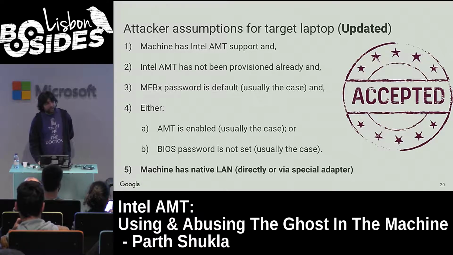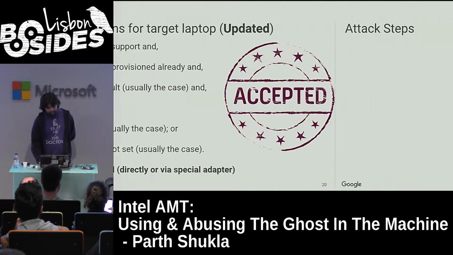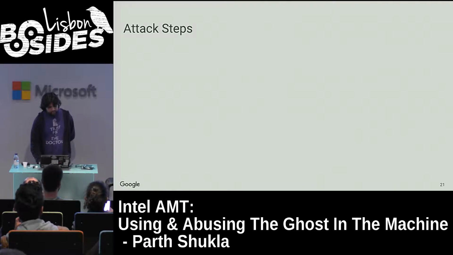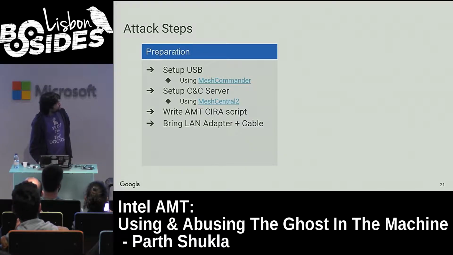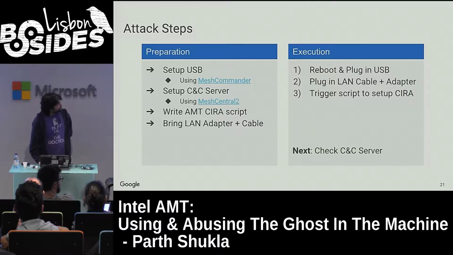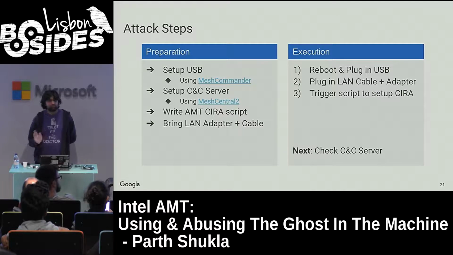And for my quick research, I think generally speaking, business laptops either have LAN or have an adapter like the X1 to allow for LAN, because they usually like dockable stations. So this still seems like an acceptable list of assumptions to me. Okay, so attack steps. Set up USB, set up command and control server, write AMT Sierra script, bring LAN adapter and cable. Execution is reboot, plug in USB, plug in the LAN cable and adapter, trigger script to set up Sierra, and then walk away.